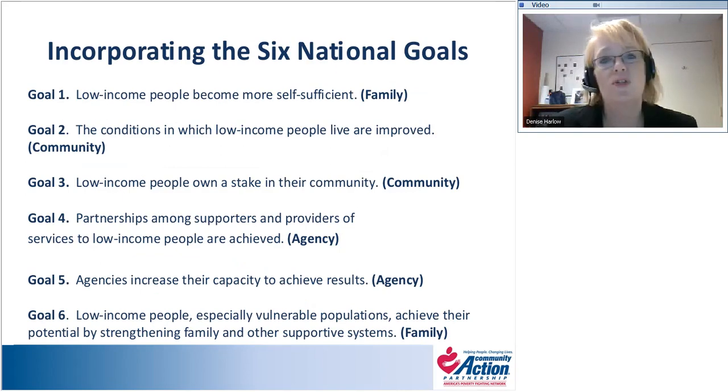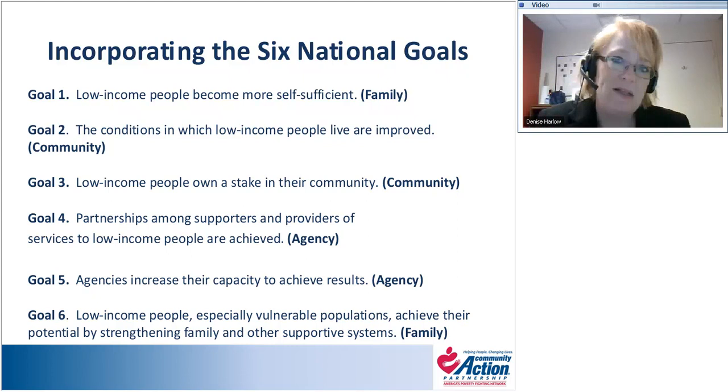The 6 national goals certainly play a role in community action strategic planning. Hopefully these goals aren't a surprise to folks on the phone. These are our 6 national goals. Now, I've seen some organizations, CAP agencies, who, when they develop their strategic plan, these are their agency goals. They have 6 goals for their strategic plan, and they are low-income people become more self-sufficient, the condition in which low-income people's lives are improved, et cetera, et cetera. And the plan drives from there. So they've really taken the ROMA concepts and the ROMA goals, and we start there.